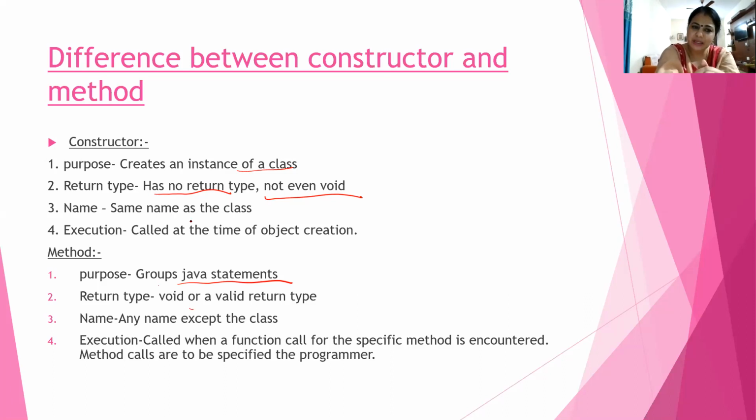Name: the constructor has the same name as the class name, while a method can have any name except the class name. Execution: the constructor is called at the time of object creation, by the help of new. And a method is executed when the function call for the specific method is encountered, and method calls are specified by the programmer and made through the object. Now this is the difference between the constructor and the method.